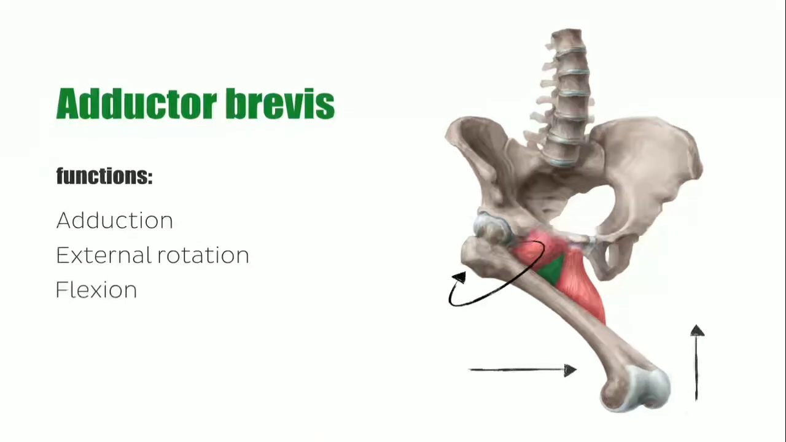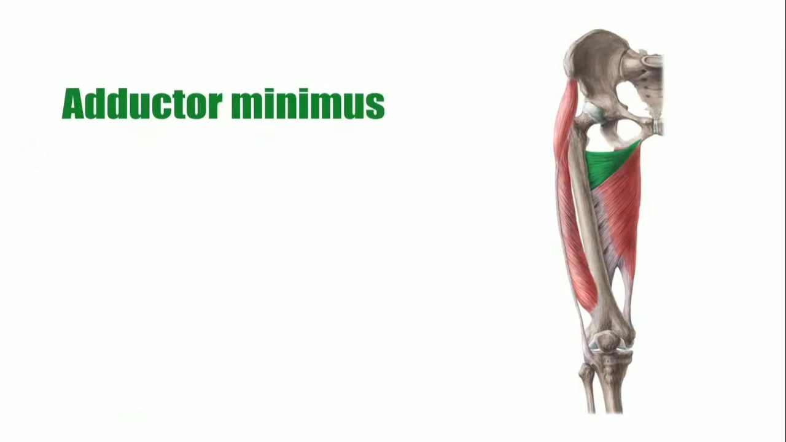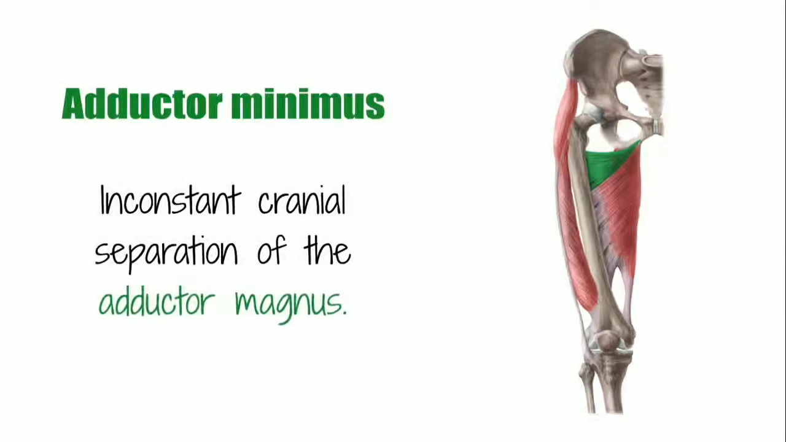Time for us to move on to the next muscle on our list. This one, seen here highlighted in green, is known as the adductor minimus. The adductor minimus describes the inconstant cranial separation of the adductor magnus, which is found in many but not all people. So this is an important point to remember.